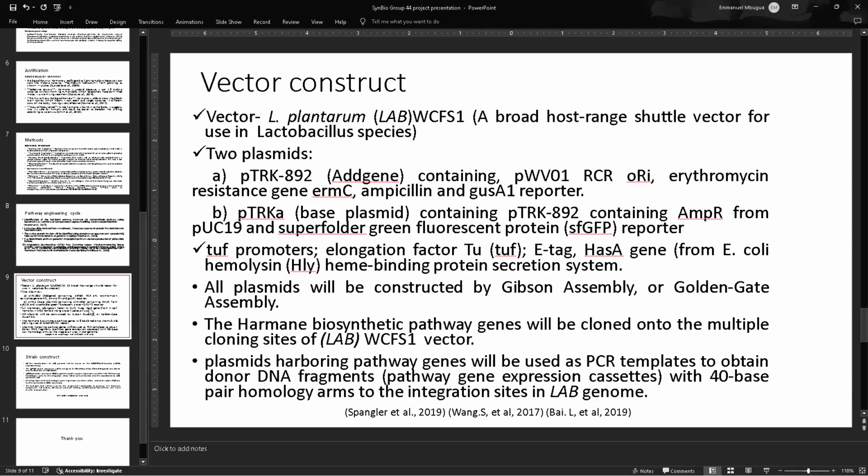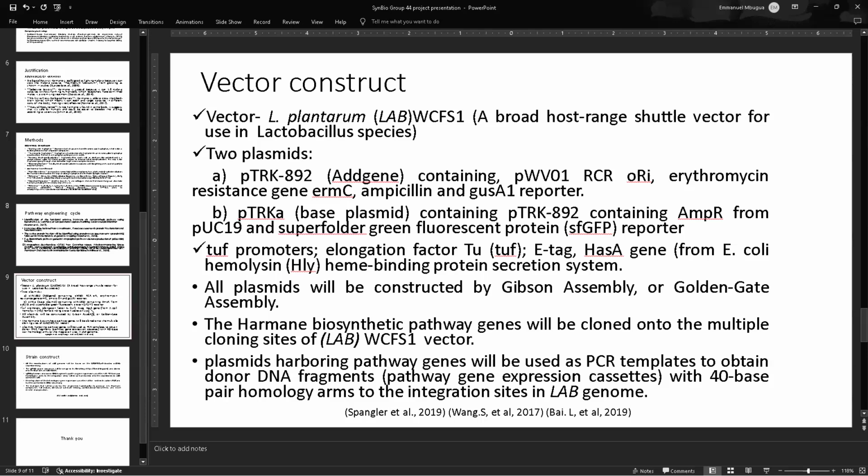The construct will also consist of TUF promoters, elongation factors, and ETAG. This is a HasA gene isolated from E. coli hemolysis. It's a heme binding protein secretion system. So all the plasmids will be constructed by Gibson or Golden Gate assembly. The HAMEN biosynthetic pathway genes will be cloned onto the multiple cloning sites of the lab vector.